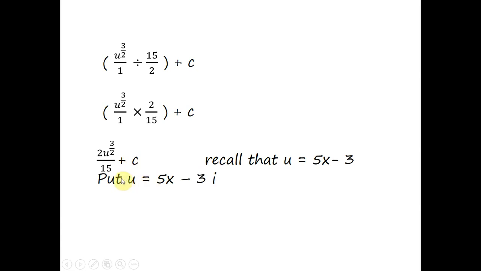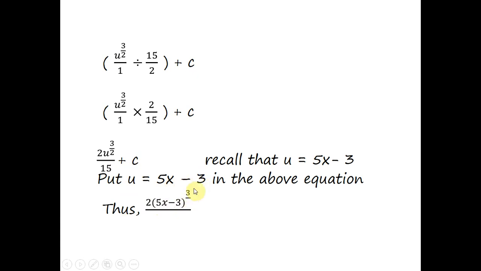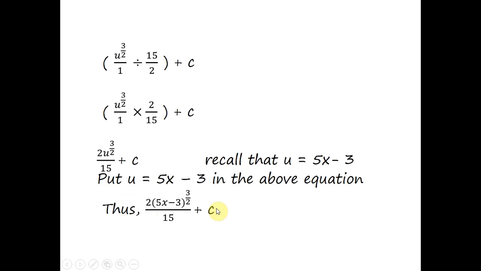Put it in this equation. Therefore, we have 2 times (5x minus 3) raised to the power of 3 over 2, divided by 15, plus c. That is our next line of action. Thus our u is now 5x minus 3, and we fix it here, raised to the power of 3 all over 2 divided by 15 plus c. And that is our result.